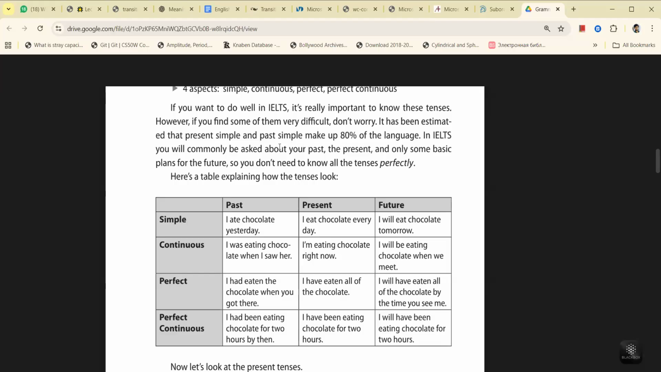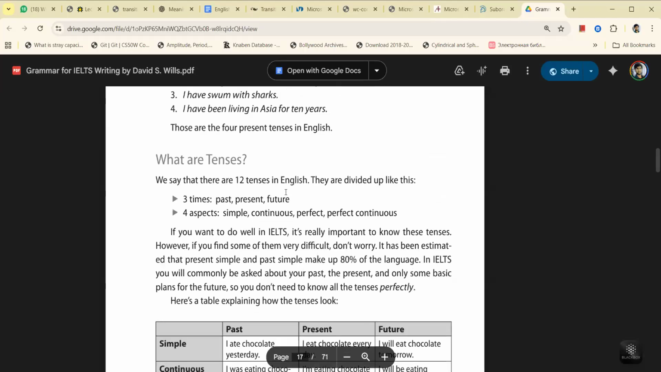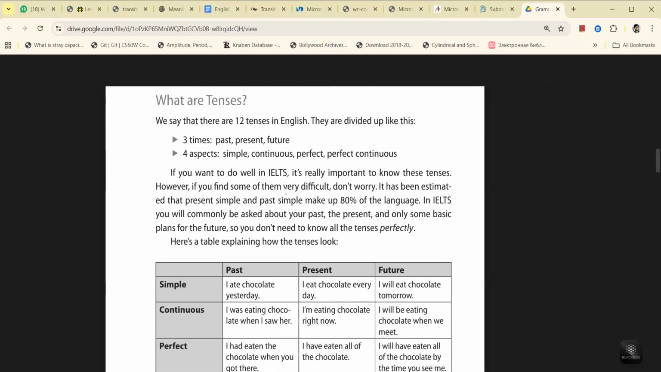Okay. In IELTS, you will commonly be asked about your past and present and only basic plans for the future, so you don't need to know all the tenses perfectly. Here's the table explaining how tenses work. As we see here, three tenses: past, present, future, and four aspects: simple, continuous, perfect, and perfect continuous.